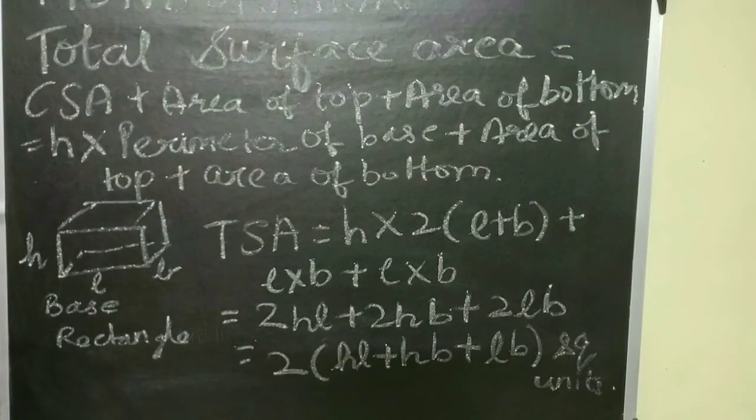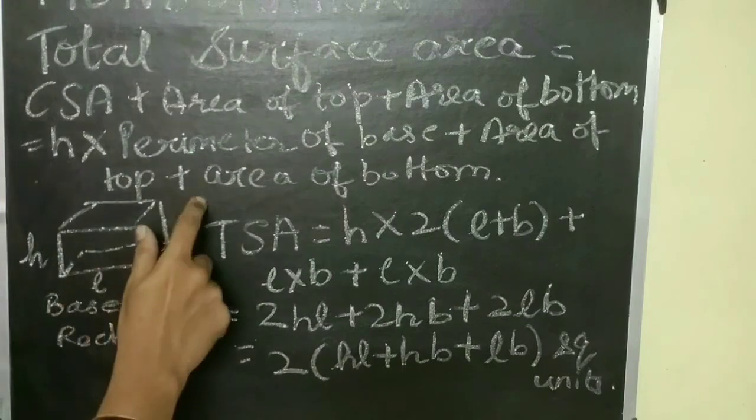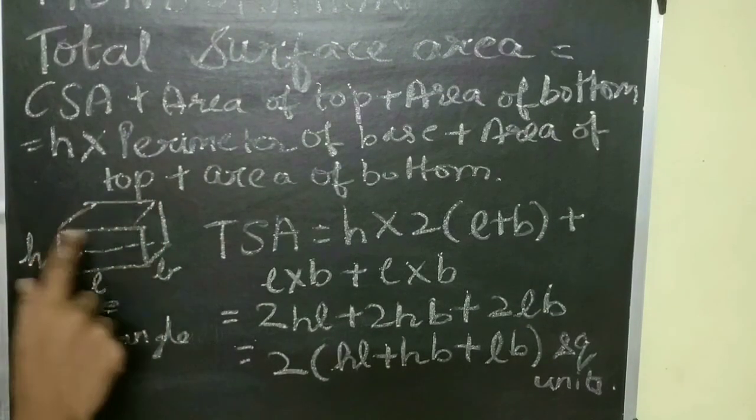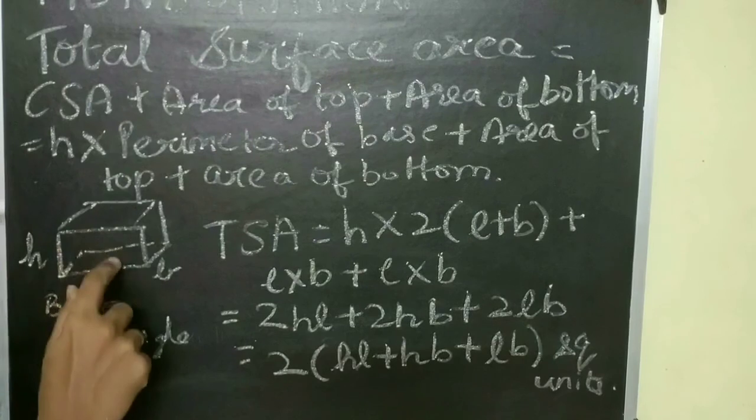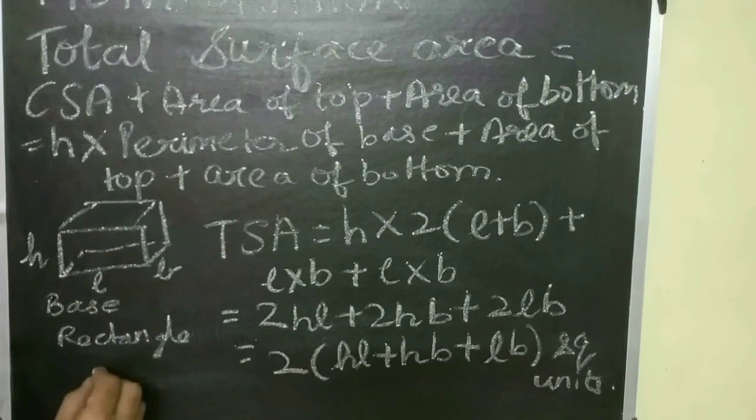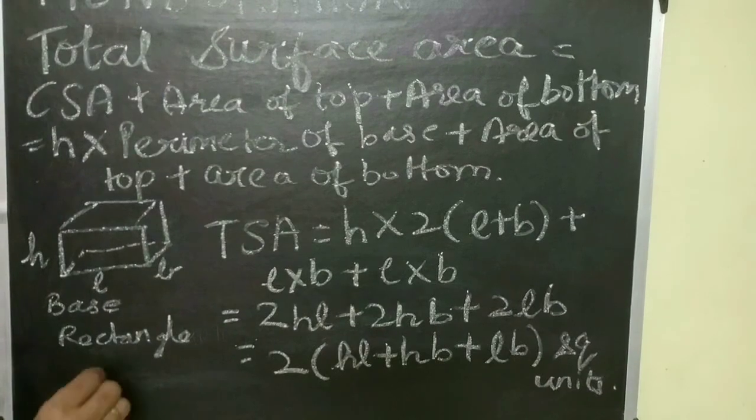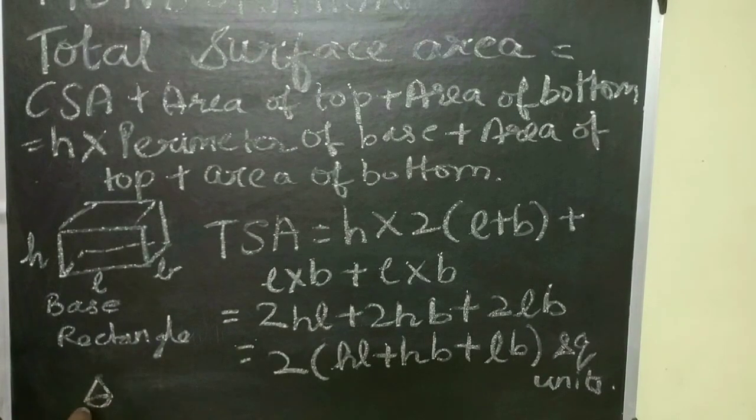The only thing we need to consider is that this kind of remembering of formulas is easiest for 3D shapes which have both the top and the bottom as the same shape. Because in the case of a cone, it will not be the same. The top is in the form of a point and the bottom is in the shape of a circle. So there this formula will not be used.